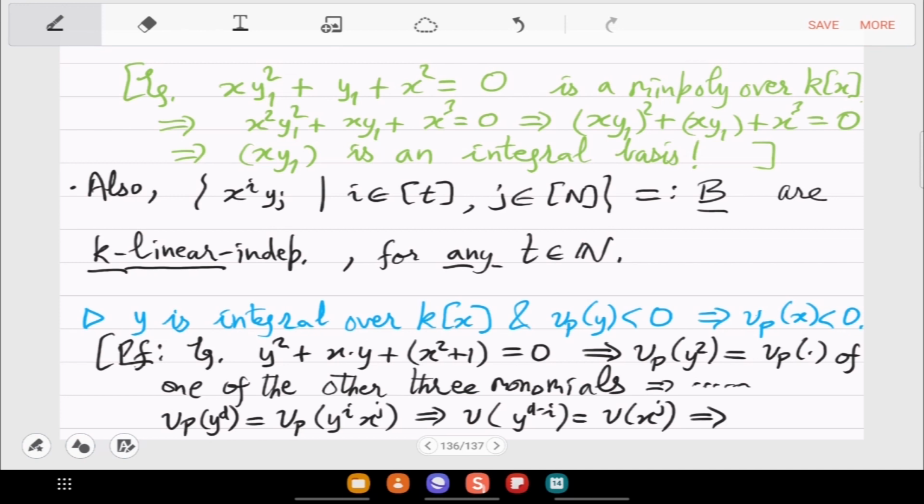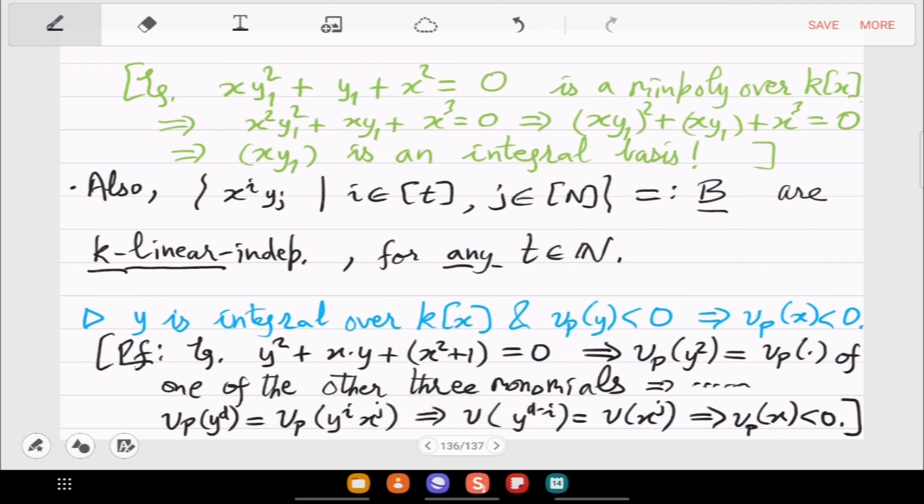You compare y to the d with y to the i x to the j, where i is less than d, because d is the leading term. We are using integrality here very critically. It's an integral dependence. So i is less than d and d minus i is positive. So LHS is negative: valuation of y power is negative. While on the RHS you have valuation of x to the j. Now j cannot be 0, it has to be positive. When it's positive, valuation of x is negative. That's all. So that's a general proof as well.